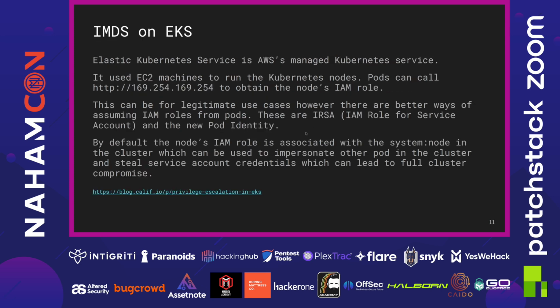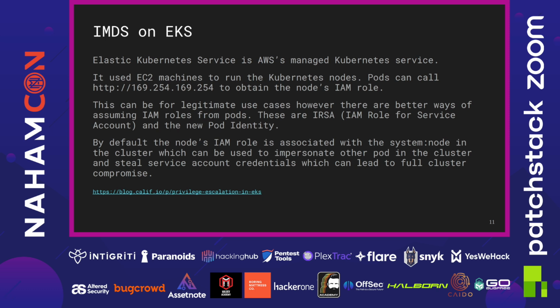With EKS, which is the AWS managed Kubernetes service, the pods running within a cluster can access the instance metadata of the node that runs that pod. And therefore, from a pod, you should be able to get access to the role that is running in that node, because the node is an EC2 instance.